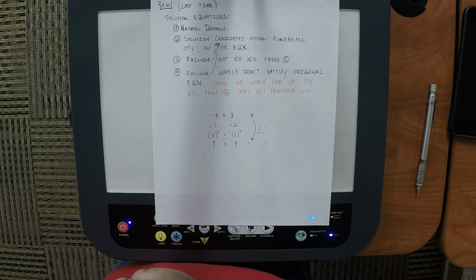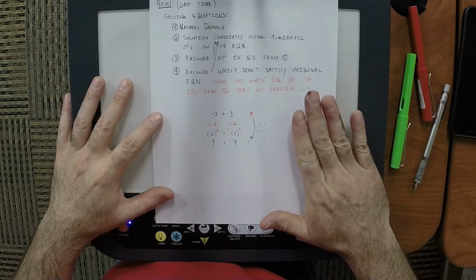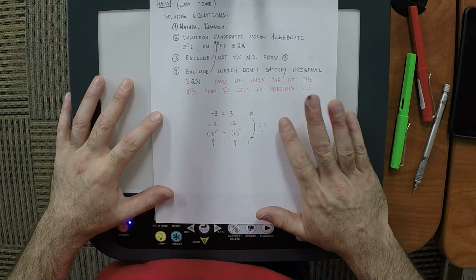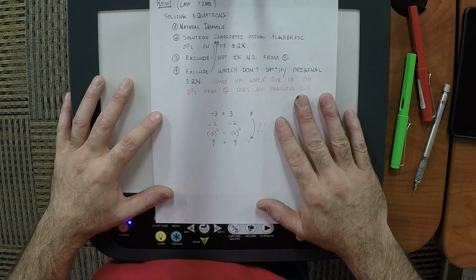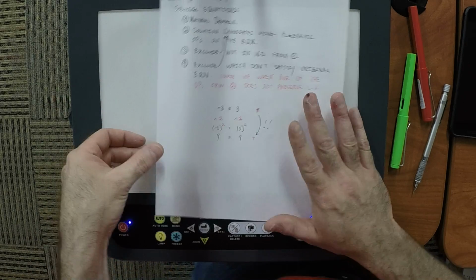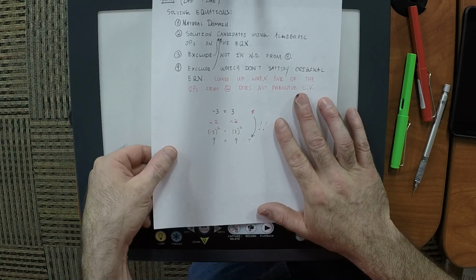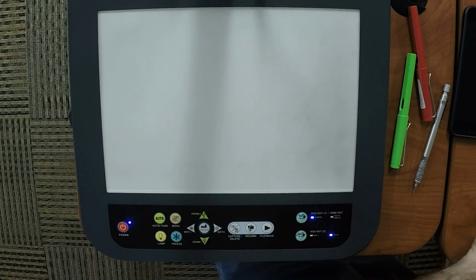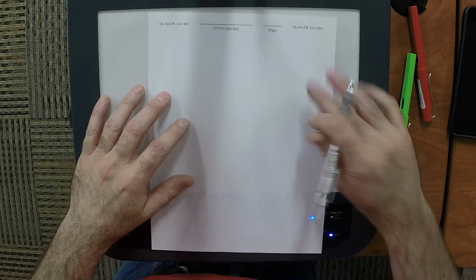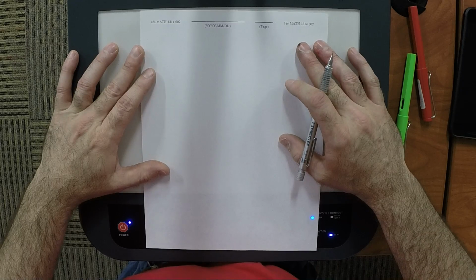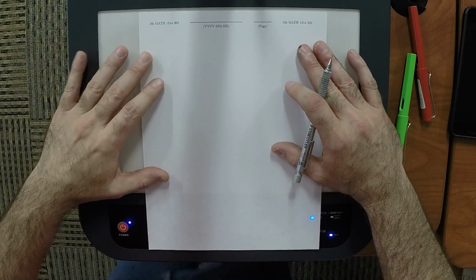Okay, good. And we did an example of that last time. Any question about this? Okay, so let's have another example of solving equations, and then we'll move on to something that has even more moving parts.